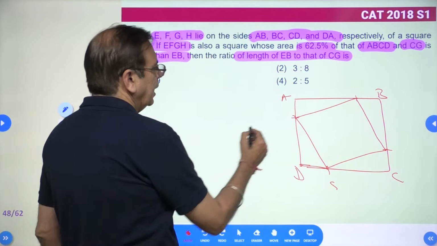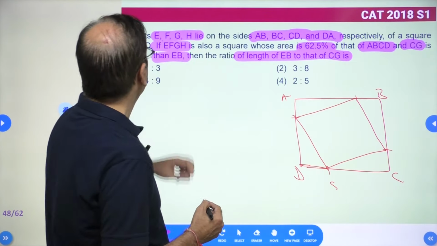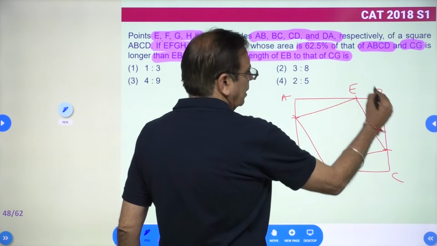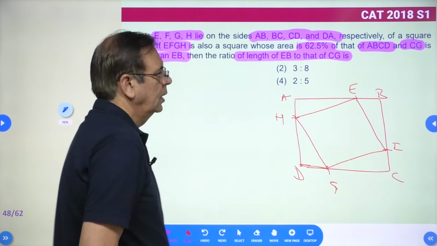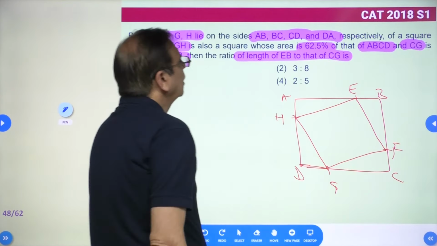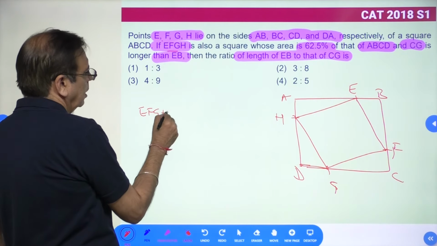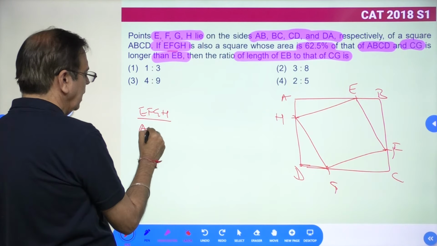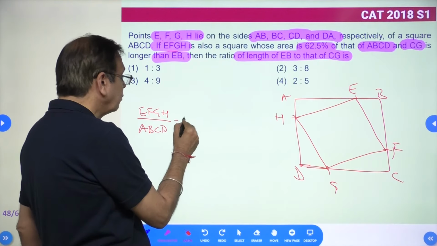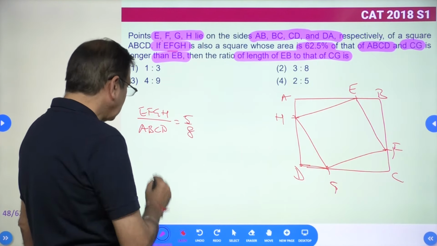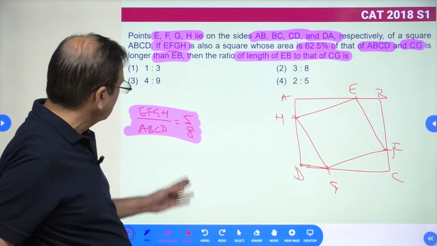ओके, सो ABCD इज अ स्क्वायर. E कहां पे है? E is on AB. E, F, G and H. Okay, now what do we need to find? We are told that area of EFGH upon area of ABCD is 62.5%. And what is 62.5%? 5 by 8. Please remember your fractions. Please memorize your fractions. Please memorize your reciprocals.